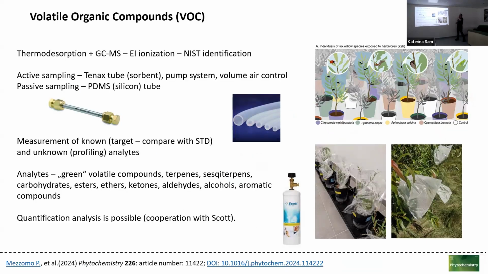This is the slide only for the volatile organic compounds analysis. It's possible to measure the volatile compounds after active or passive sampling, and at this time we typically measure samples from passive sampling, because we have the cooperation with Martin and Katka, but we have the equipment for active sampling. And this is it.